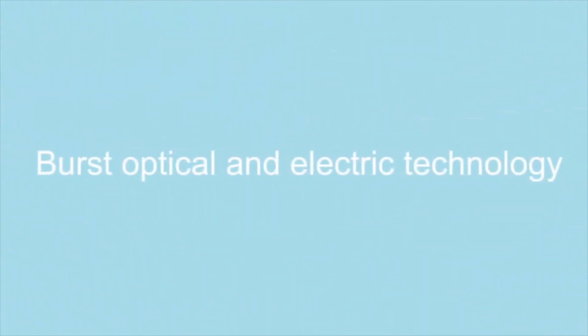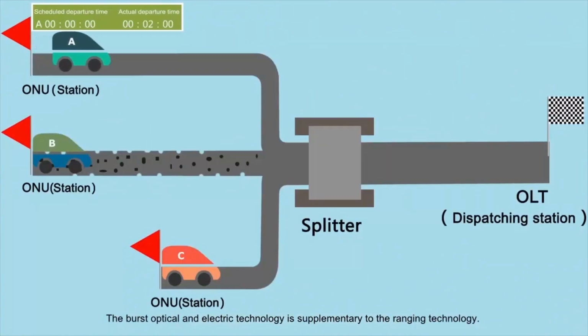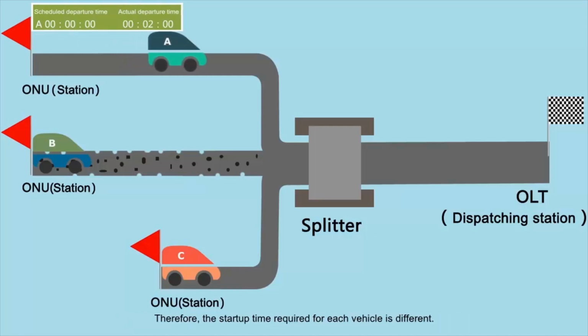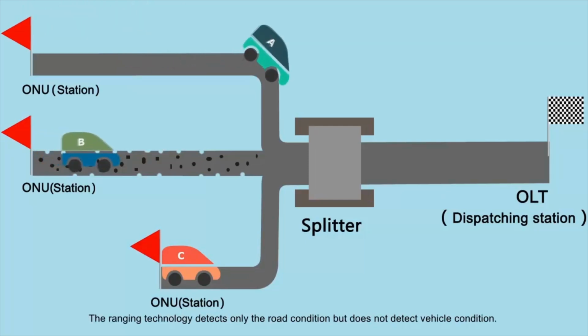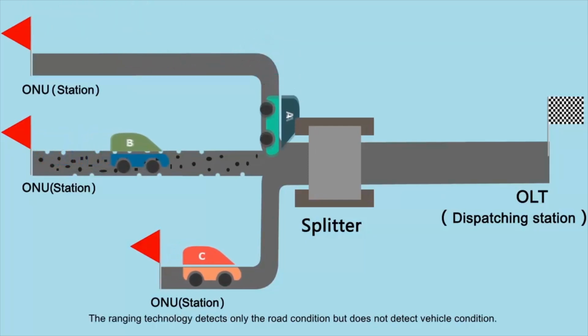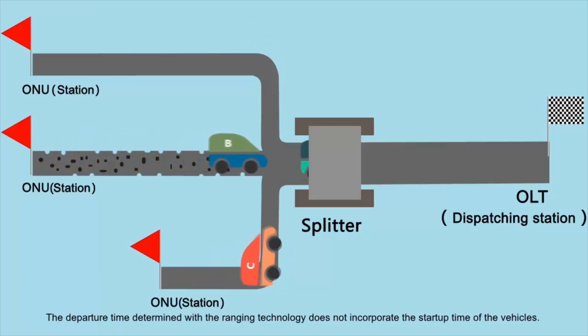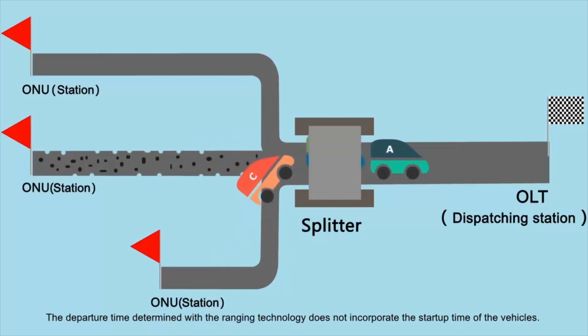Burst optical and electric technology. The burst optical and electric technology is supplementary to the ranging technology. The service lives of vehicles are different. Therefore, the startup time required for each vehicle is different. The ranging technology detects only the road condition, but does not detect the vehicle condition. The departure time determined with the ranging technology does not incorporate the startup time of the vehicles.